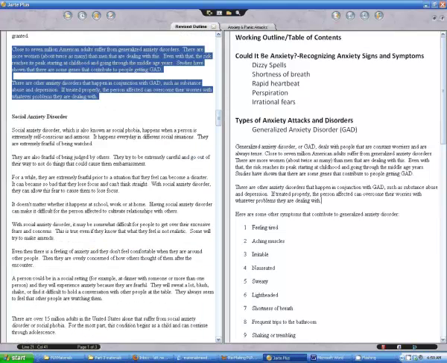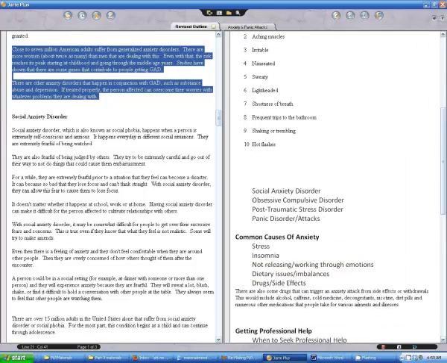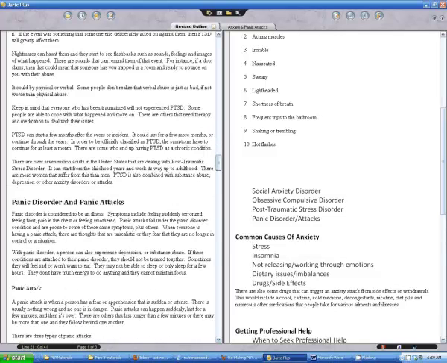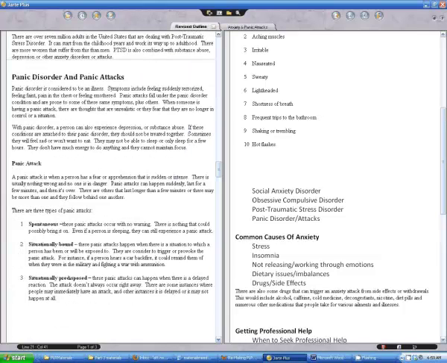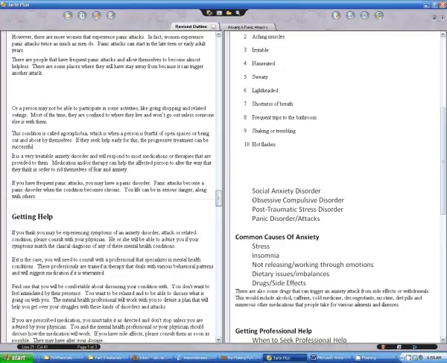We have social anxiety disorder, and we can put in some information about that. Obsessive compulsive, which we've also included. Post-traumatic stress, and panic disorders and attacks. So we can fill this in here with the little gems from this if we want to. And I'm just going to continue going through here about getting help.